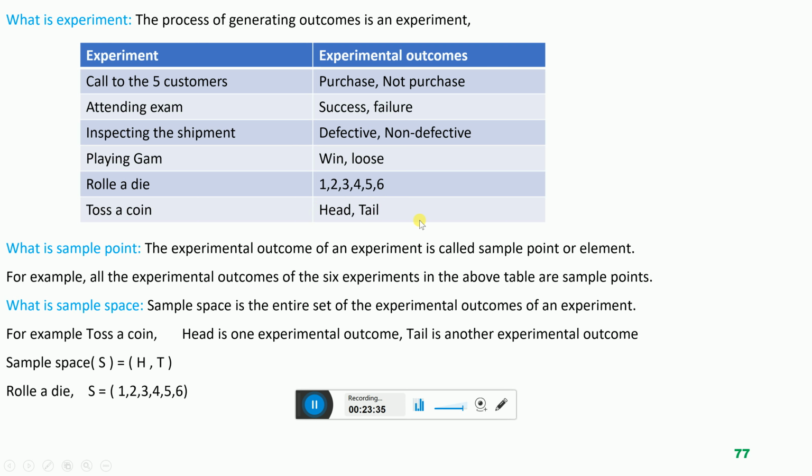So what is a sample point? The experimental outcome of an experiment. So these are all the sample points of the different experiments. Like calling five customers: these are five experiments, when the sales manager is calling five customers, he is making five calls, five experiments, and these are the possible two outcomes of each call: purchase or does not purchase. These outcomes are called sample points. For example, a student is giving an exam, this is an experiment, and these are the two outcomes of attending the exam. So these outcomes are called sample points.